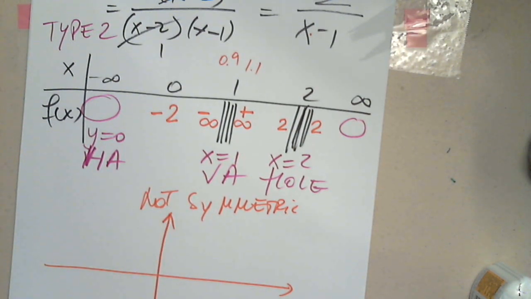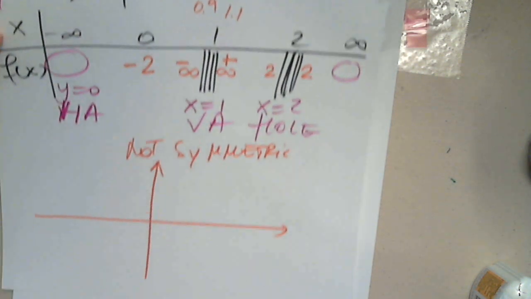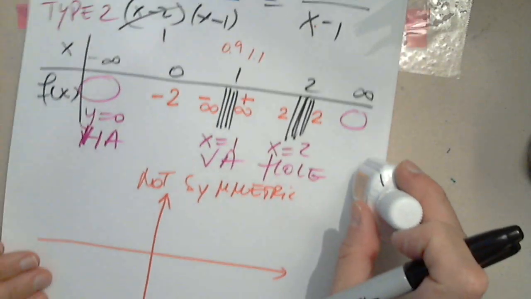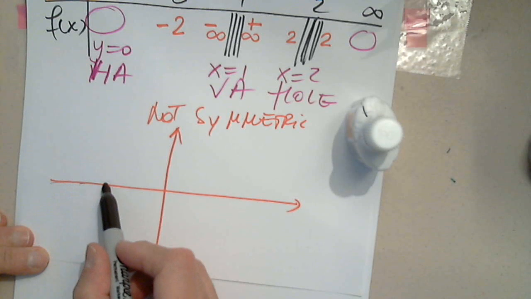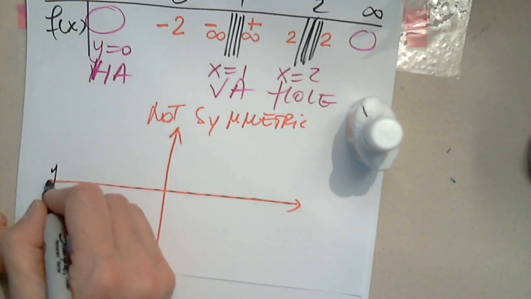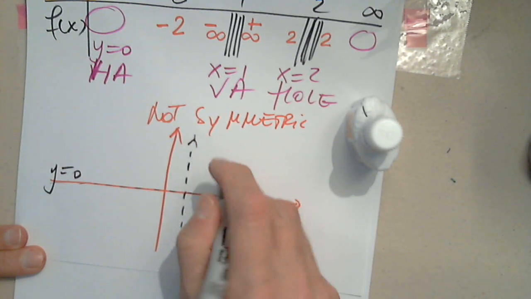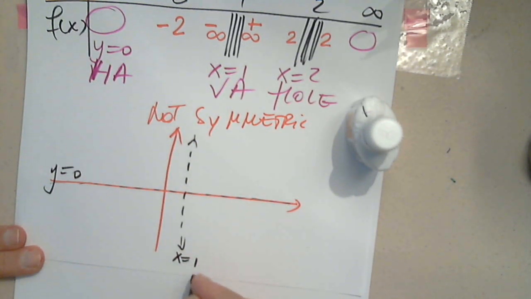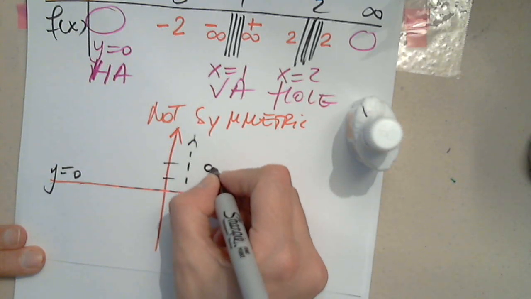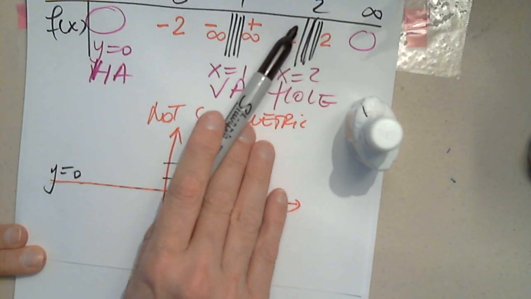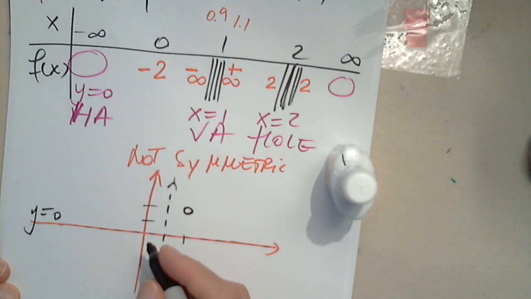I start by graphing the asymptotes. This one is redundant, but I'm going to present it no matter what, because it's already there. One is very clear, VA, and the hole is 2, comma 2. And now 0, comma negative 2.